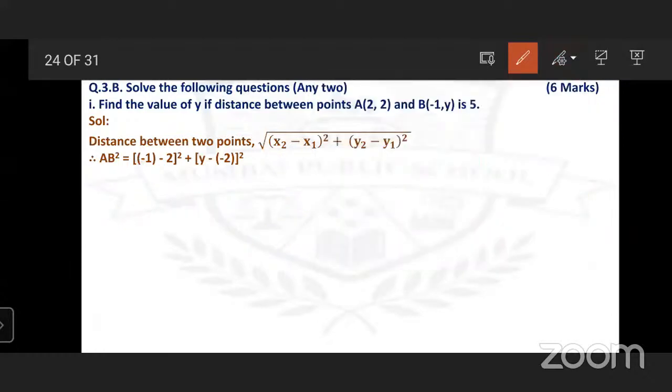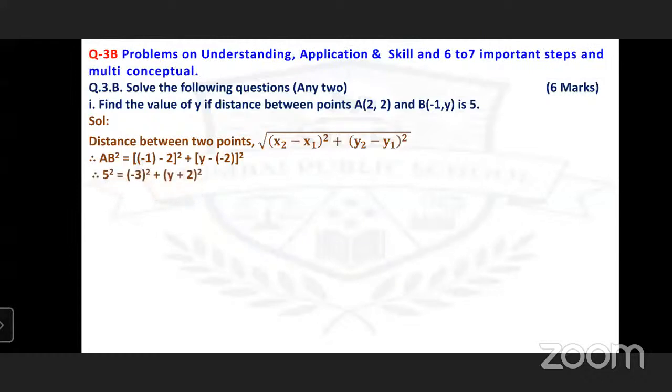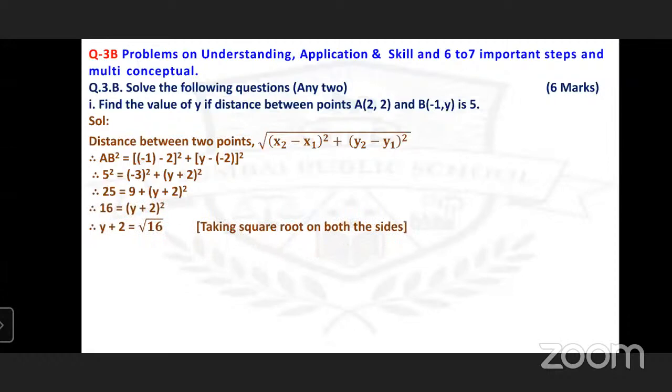Then we apply the formula. AB is given as 5. So 5 square is equal to minus 3 square plus (y plus 2) whole square. Then 5 square is 25, the square of 3 is 9. There we could apply (y plus 2) whole square, using (a plus b) whole square, that is a square plus 2ab plus b square, so y square plus 4y plus 4. Or directly we can take the square root: take this 9 to the left hand side. So 25 minus 9 is equal to 16, and y plus 2 as it is.